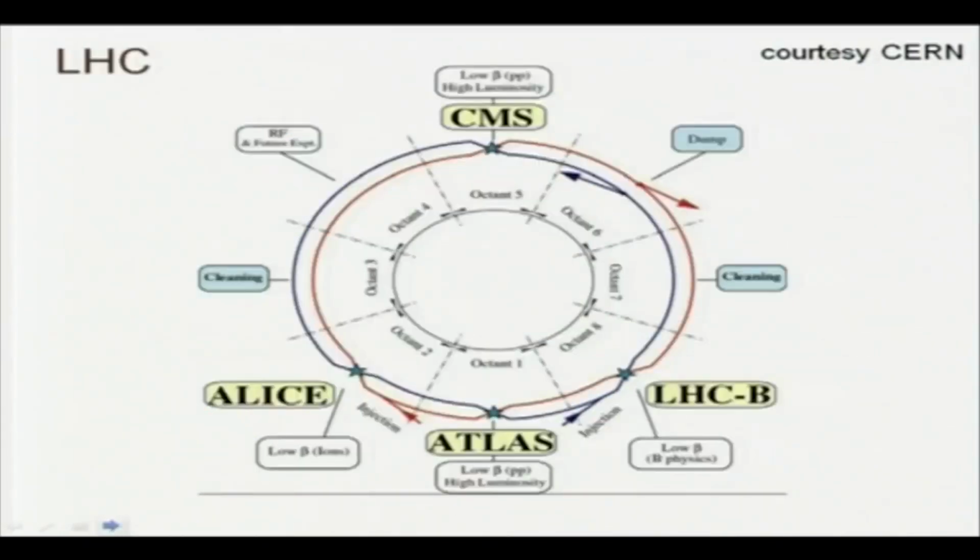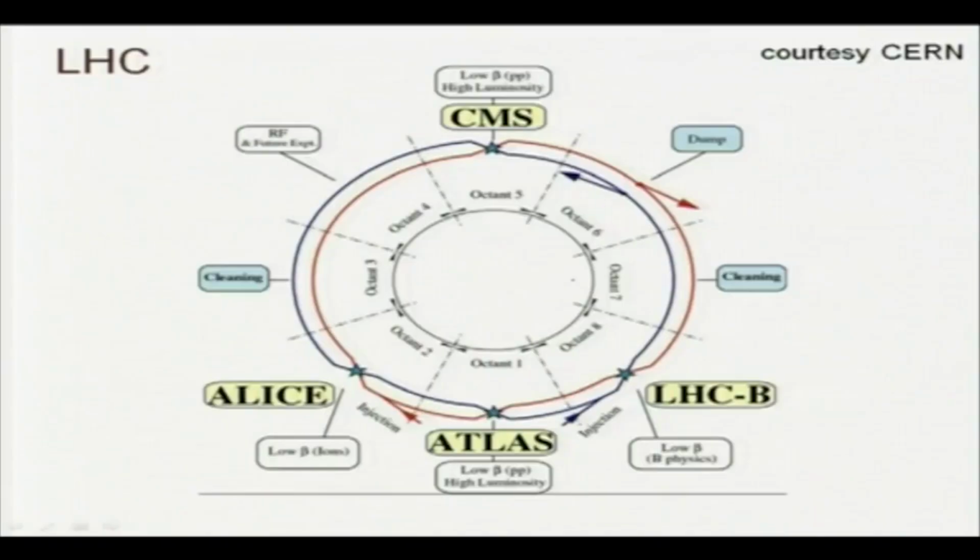When you collide them, you have to make special arrangements so that these two beams are bent towards each other and then collided. Such collisions are made at special points, where you have also made arrangements to detect or understand the products of the collision. There are two major such collision points. One is CMS, the other is named Atlas here.